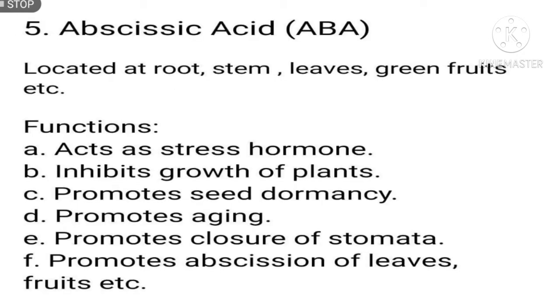Our next hormone is abscisic acid. It acts as a stress hormone. Stress hormone means under unfavorable condition it inhibits growth of plants and also it promotes seed dormancy, aging, closure of stomata, etc. It also promotes abscission of leaves, fruits, etc. under unfavorable condition.